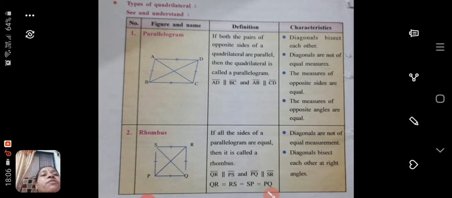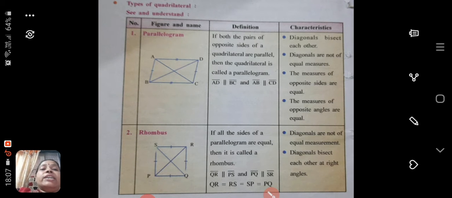Okay, so what is a parallelogram? If both pairs of opposite sides of a quadrilateral are parallel, then the quadrilateral is called a parallelogram. Means diagonal and diagonal bisect each other. Bisect means to divide equally into two halves. Then the diagonals are not equal in measure. The measure of opposite sides is equal, and the measure of opposite angles is equal. Okay, understand?